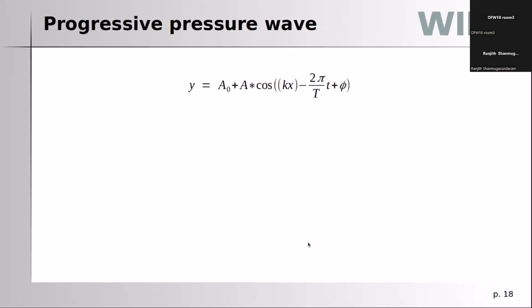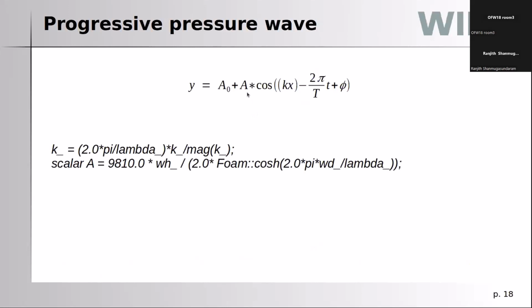In order to have the different boundary conditions, what you see here is the progressive wave for the pressure wave. In that, we simply implement the wave equation inside the boundary conditions, and we can feed in different amplitudes and different magnitudes. Also, we can do different phase shifts.